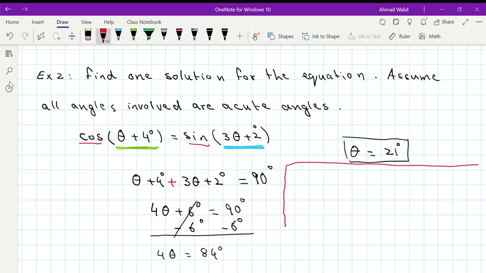It gives you 21 plus 4, which gives you what? 25 degrees. And if you plug in the blue, it gives you 3 times 21 plus 2, which gives you 3 times 21 is 63, plus 2 gives you 65. Are 65 degrees and 25 degrees complementary to each other? Definitely yes, because if you add them, it gives you 90. Did you see how it works very well?